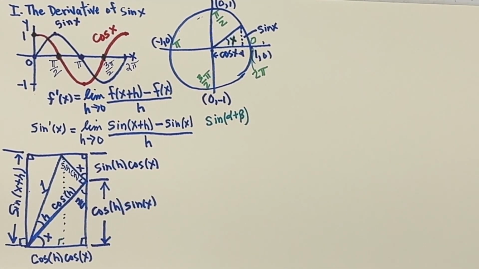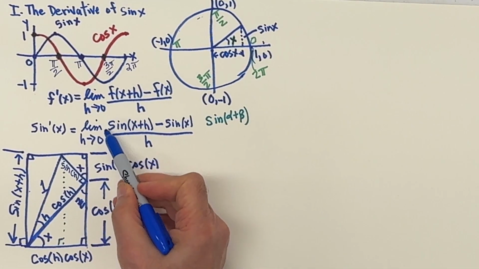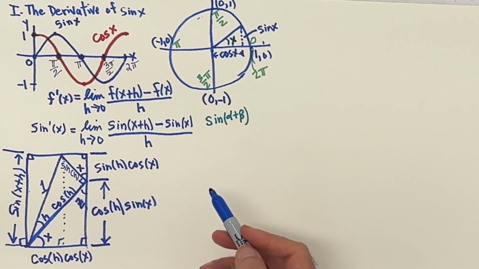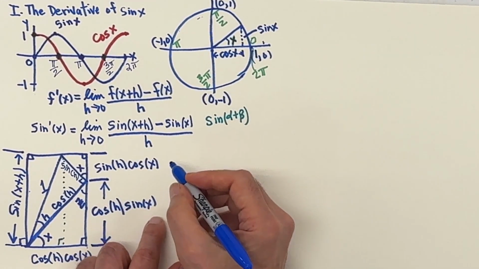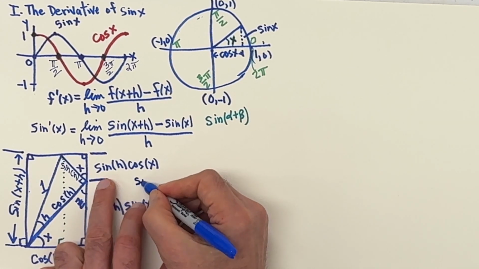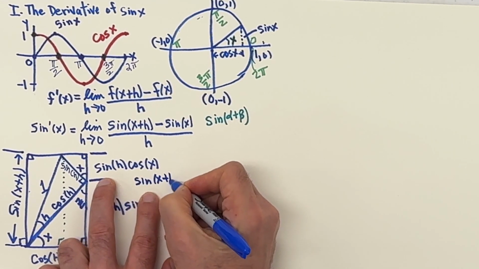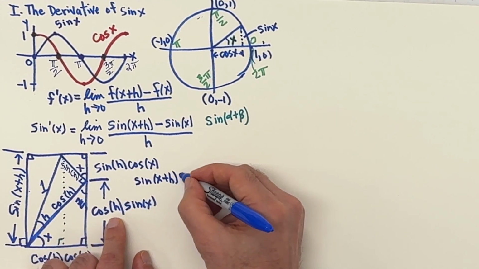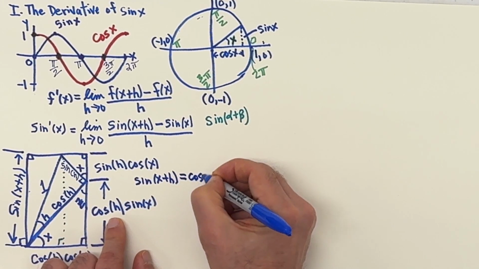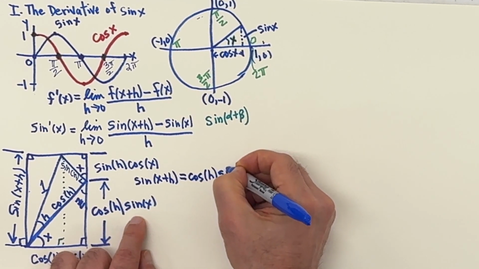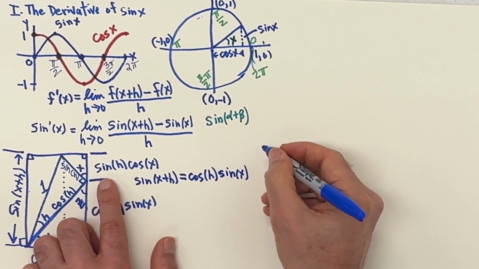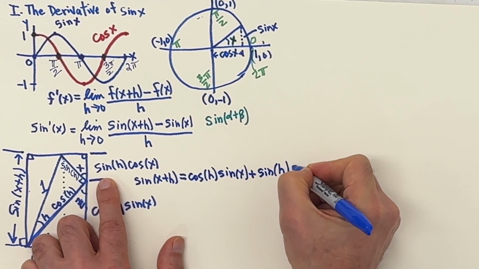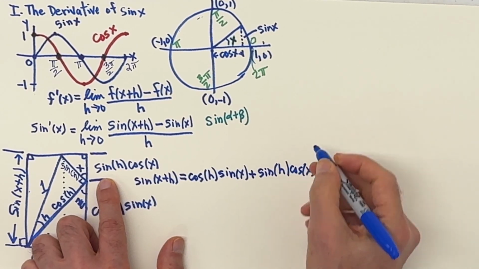So now we have our relationship. We know that the sine of the quantity x plus h is broken down into these two pieces. So let me write this out. So the sine of x plus h, that's this entire one, is going to be these two pieces. That's going to be equal to the cosine of h times the sine of x, and then plus the top piece, plus the sine of h times the cosine of x. All right.